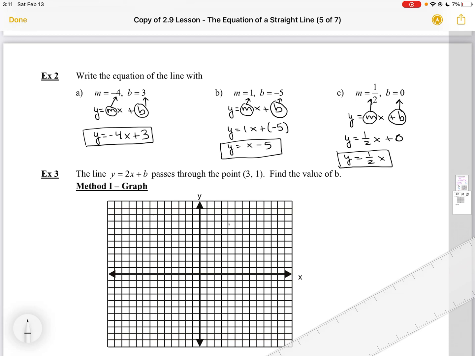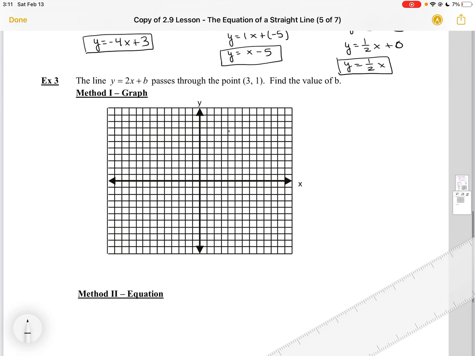In that example, I've given you both characteristics, the slope and your y-intercept. In some instances, you might have to find b. So there are 2 ways that you can do that. And the first one is by graphing. So let's take a look at this line. We've got y equals 2x plus b.